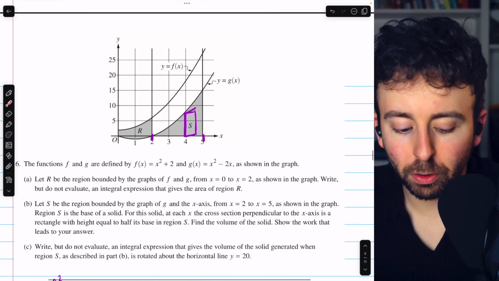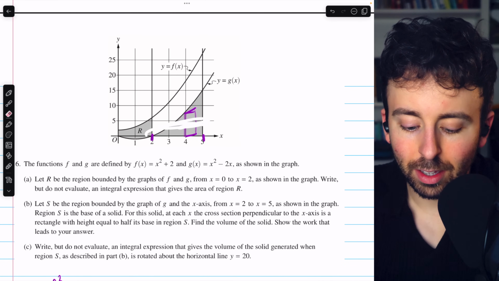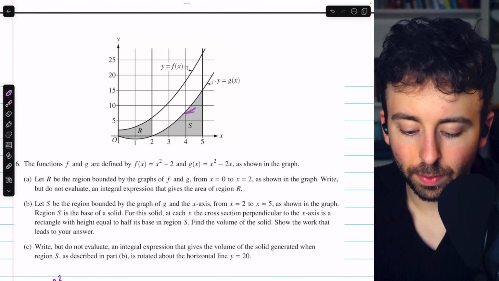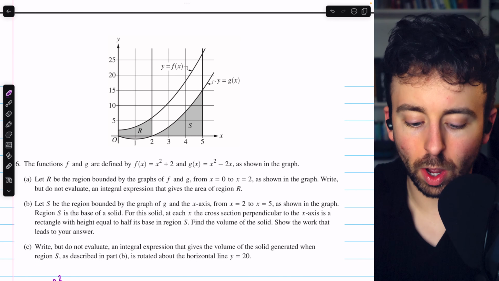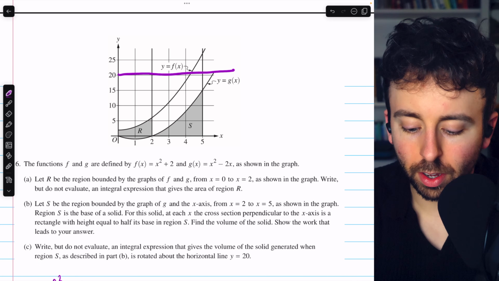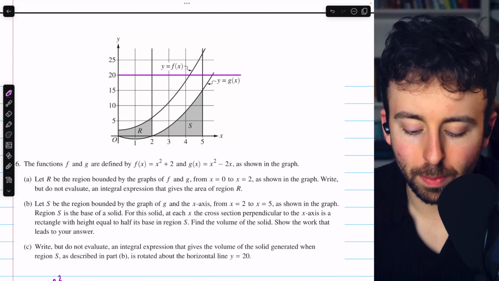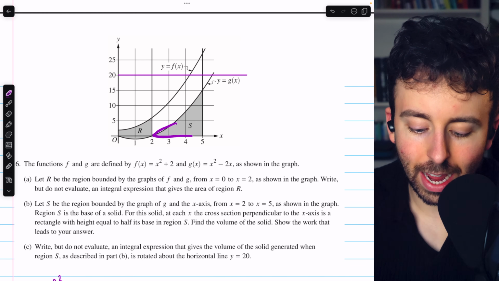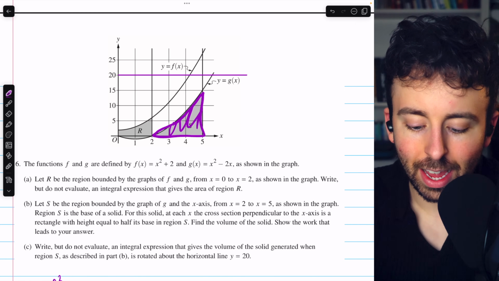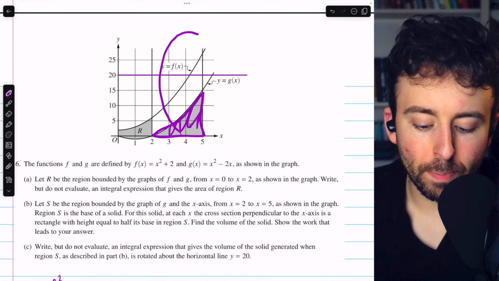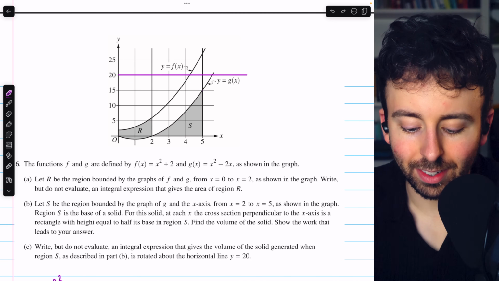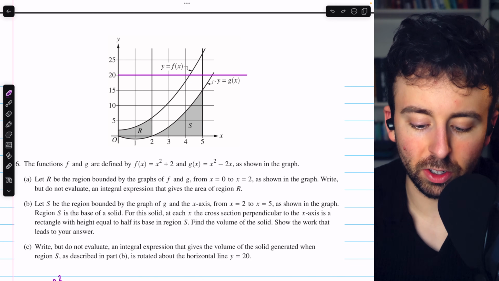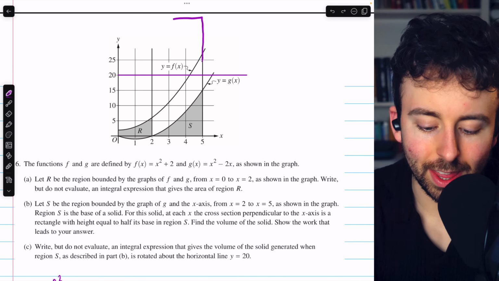So let's come up to the graph and think about what this solid of revolution looks like. This says the region S is rotated about the horizontal line y equals 20. The horizontal line y equals 20 is right about there, and so we're taking this region S and revolving it about that horizontal axis. So we can sketch a reflection of this region, which would look something like this.